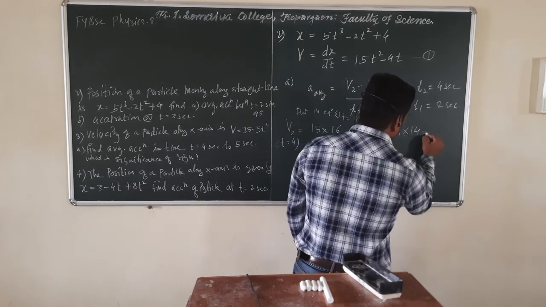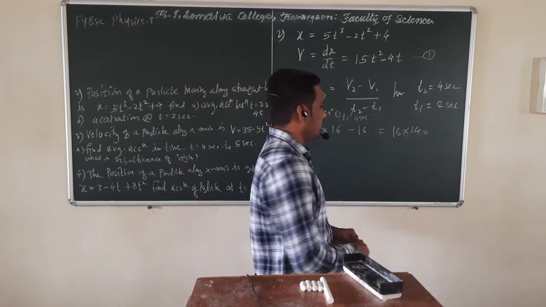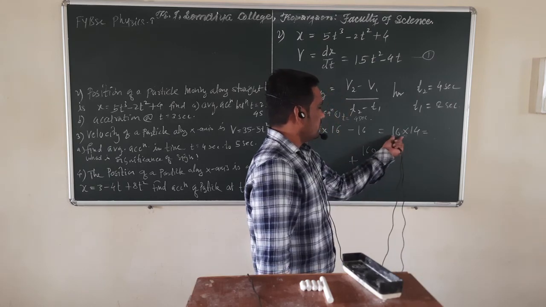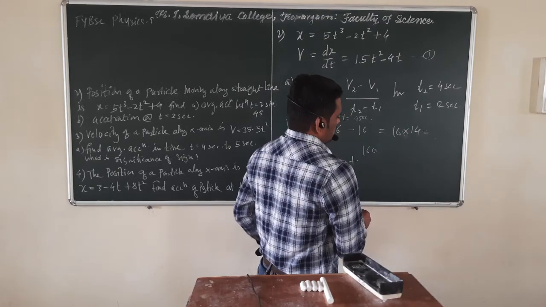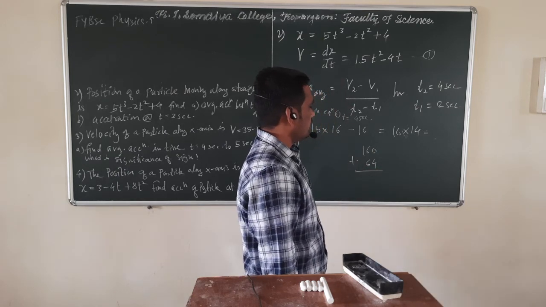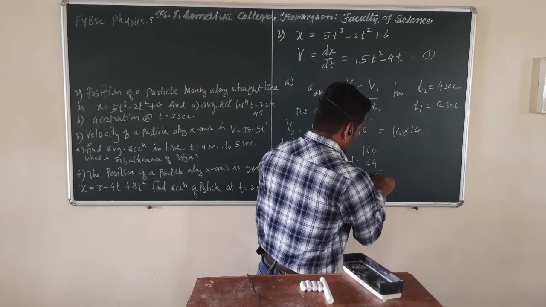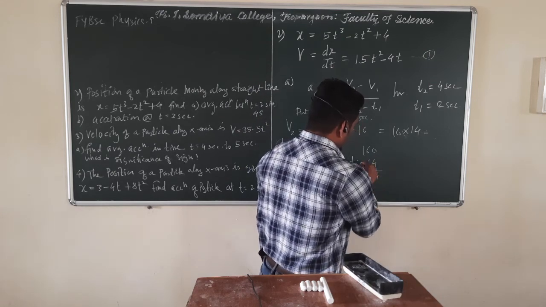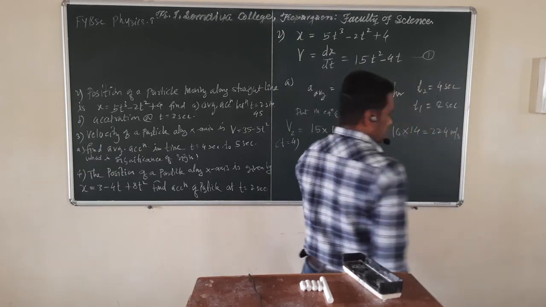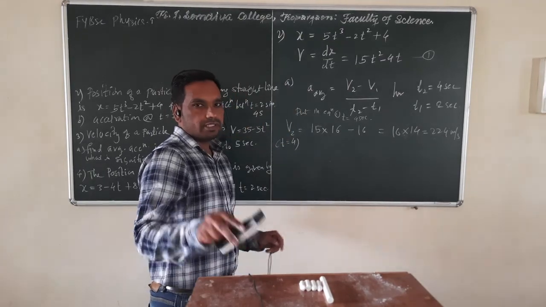So this is equal to 16 into 14, which is 160 plus 64, which is 224. Okay, this much is the velocity at time t equal to 4 seconds.